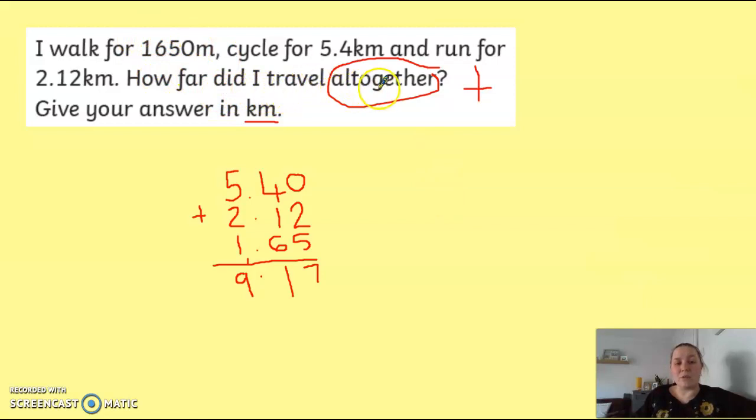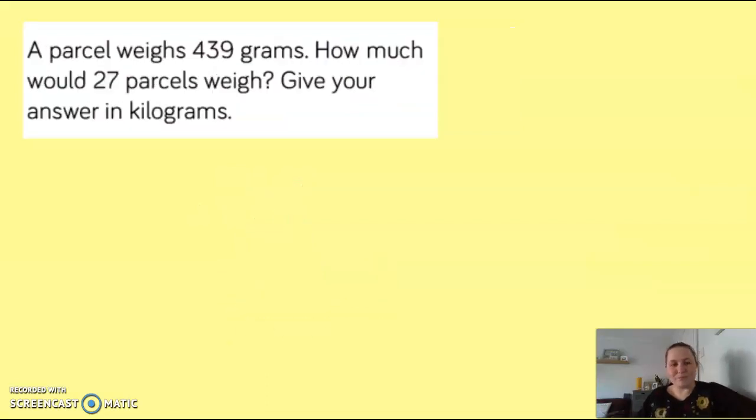How far did I travel altogether? I've added them up. Give your answer in kilometres. Yep, that's kilometres. So that is my final answer, 9.17 kilometres. Well done if you got that right. Let's take a look at another one.